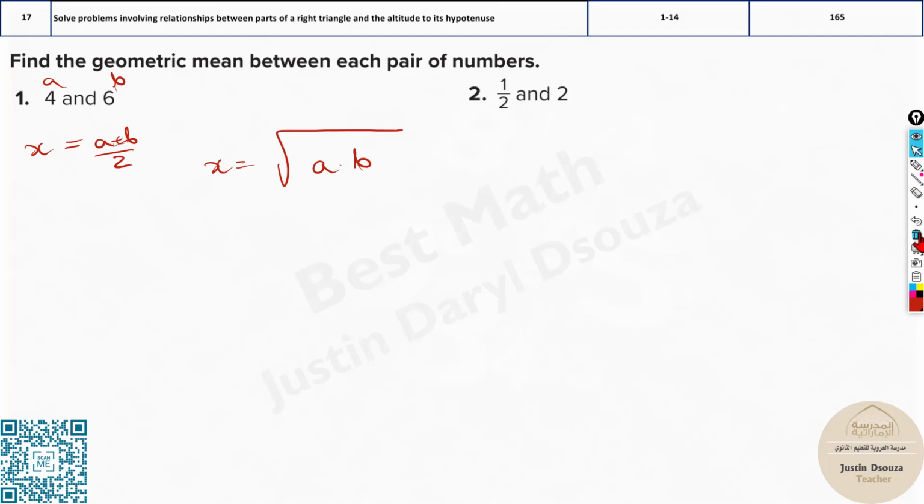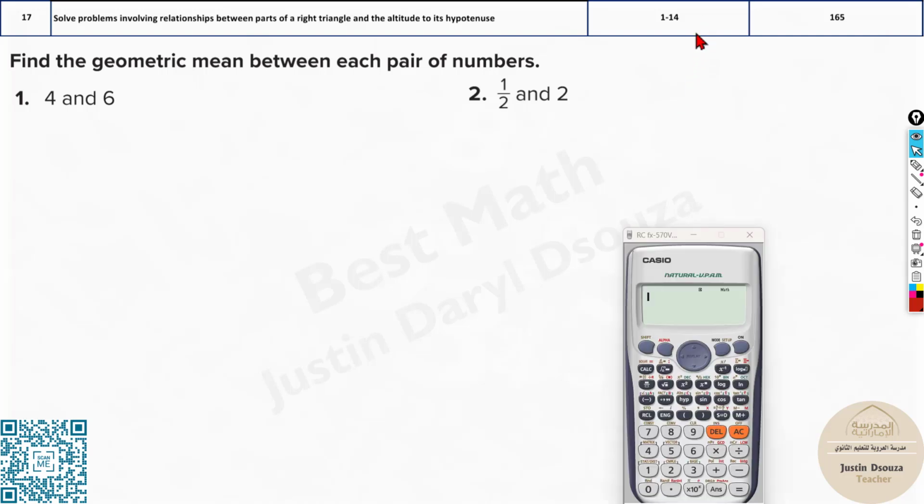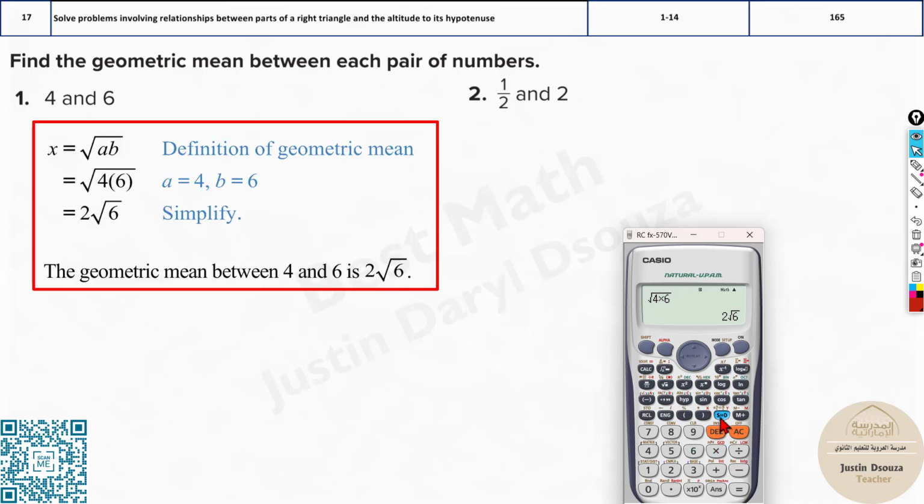So we can use a calculator and solve them directly. Let me show in the calculator itself. All you do is take the square root and multiply them both. 4 times 6. That's the answer. It's 4.89, or you can write it as 2 square root 6. Same thing over here. It's a half, that's 0.5 times 2. It will be 1, square root 1.